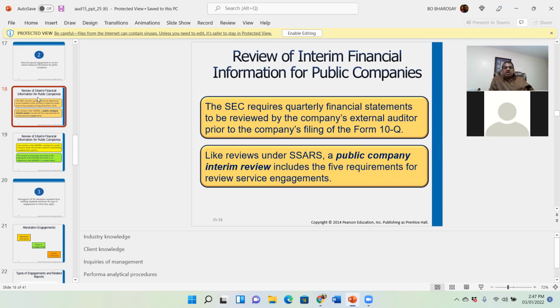The SEC requires quarterly financial statement to be reviewed by the external auditor prior to the company filing of its Form 10Q. 10Q is the quarterly report that the public company files with the SEC. Like reviews under SSARS, a public company interim review includes the 5 requirements for review services.